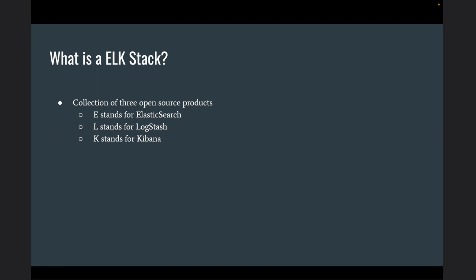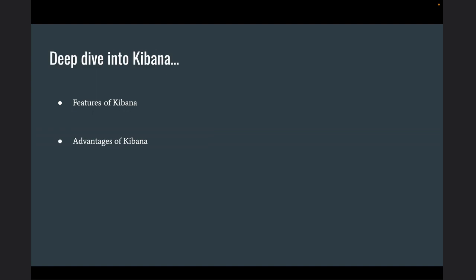What is Elasticsearch used for? It is mainly used for storing logs. Then what is Logstash used for? We can use it for shipping as well as processing and storing logs. And what does K stand for? It's Kibana, and it is a visualization tool which is hosted through Nginx or Apache. We will be talking about it, so let's dive deep into Kibana.